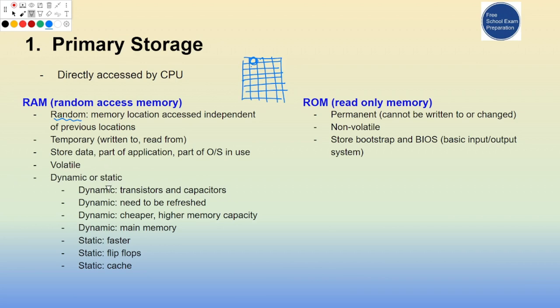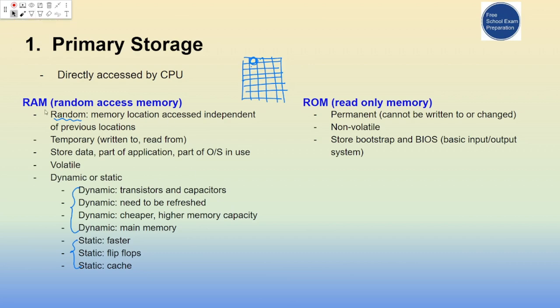Okay, so there are two types of RAM. The first one is called dynamic. The second one is called static. Static allows faster access than dynamic, because it uses flip-flops and doesn't need to be refreshed. So this one will be used for cache. The dynamic one is cheaper and also has higher memory capacity, so it's used for the main memory.